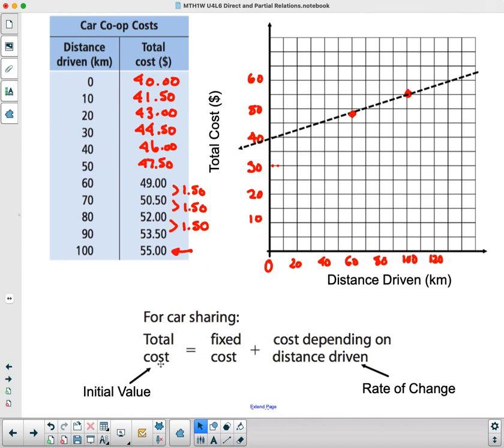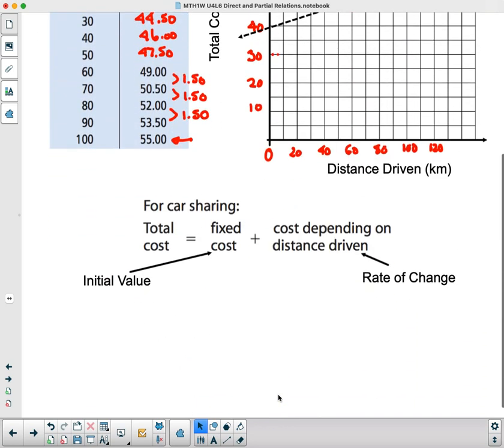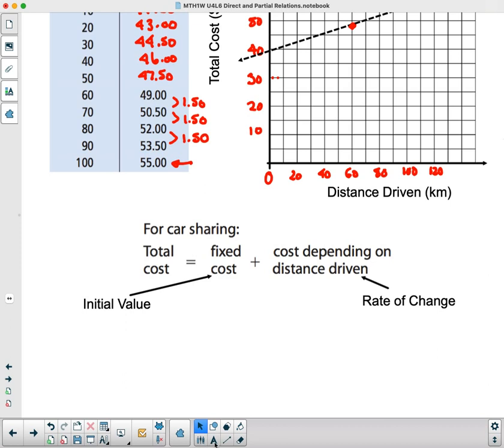Now for this one, the total cost, the initial value, that's not in the right spot. That should be over on your fixed cost. The fixed cost is your initial value, and the cost of driving is your rate of change. So for this one, we have to figure out the rate of change and the initial value. We just figured out the initial value. Initial value is 40.